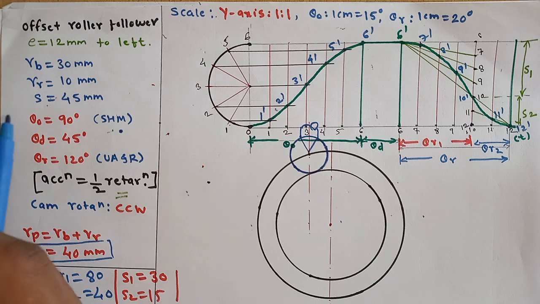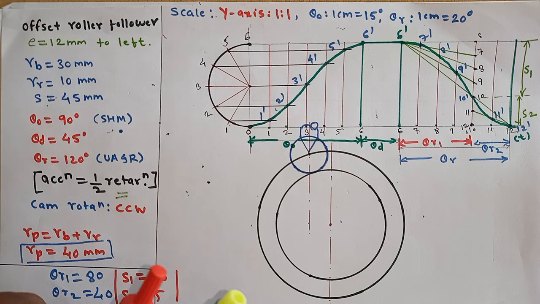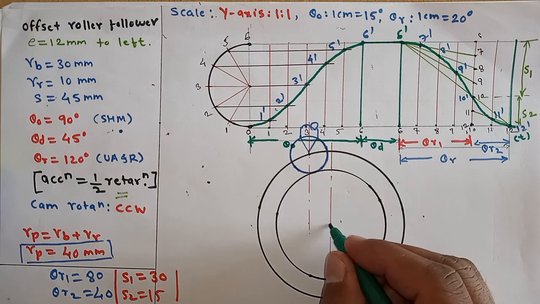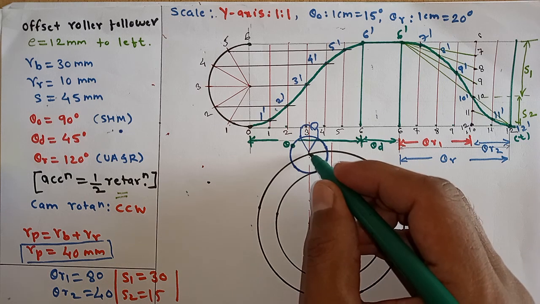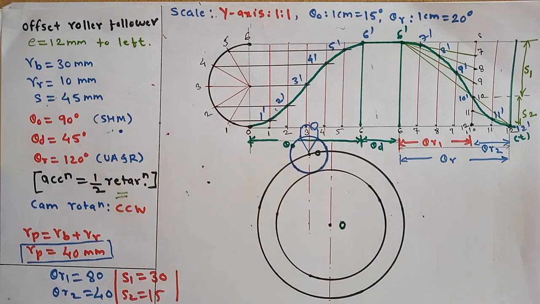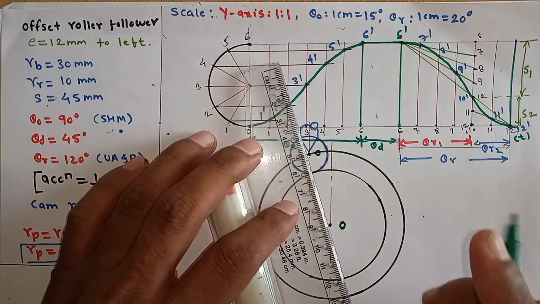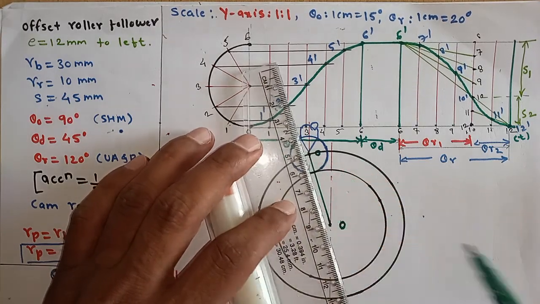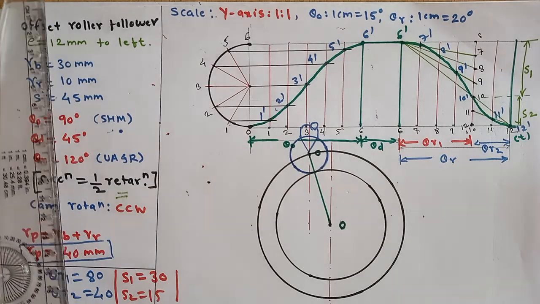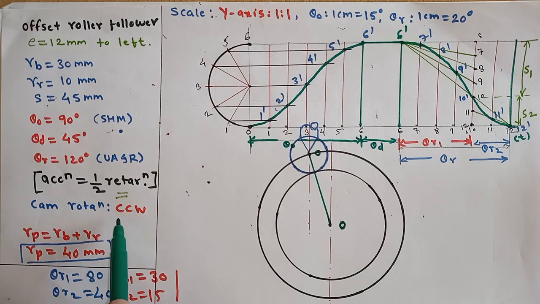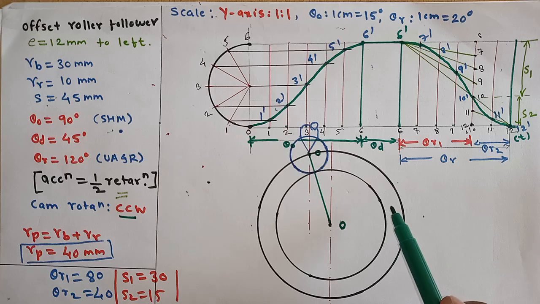Now next we will join the center of the cam with the roller center using a straight line, and this will be the base for plotting the angles. Now the cam rotation is given in the counterclockwise sense, so we will divide the prime circle in the opposite direction, that is in the clockwise direction, in the same manner as that of the x-axis in the displacement diagram.